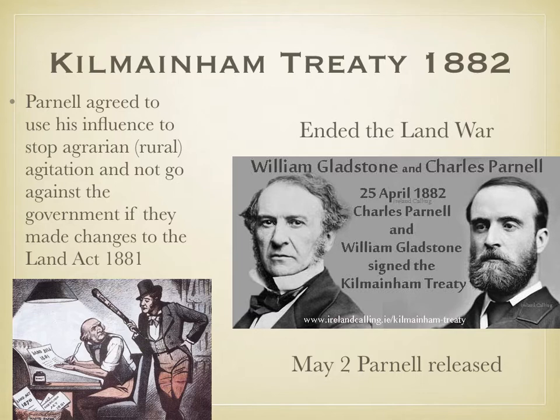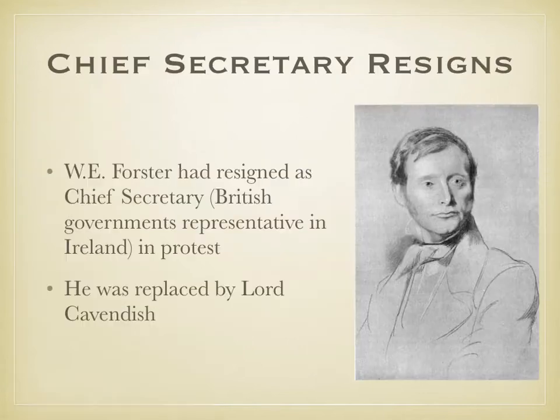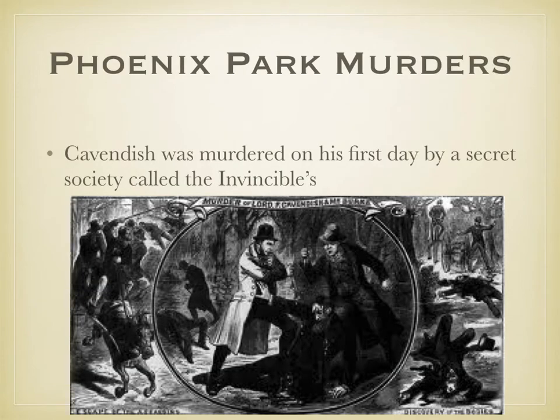Parnell and his colleagues were released on the 2nd of May, but on the 6th of May, a murder took place that shocked Britain and Ireland and nearly undermined the whole treaty. After the release of Parnell, the Chief Secretary of Ireland, W.E. Forster, remember the Chief Secretary was the British government's representative in Ireland, resigned in protest against Parnell and his colleagues being released, and he was replaced by a man called Lord Cavendish. Cavendish, however, was brutally murdered in the Phoenix Park on his first day in the country, along with his undersecretary, by members of a secret society called the Invincibles.